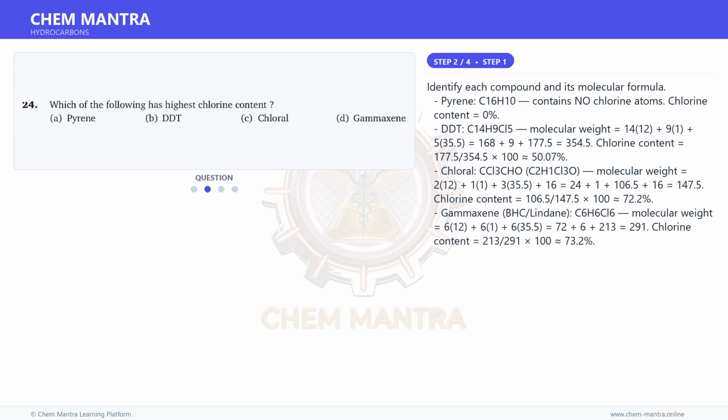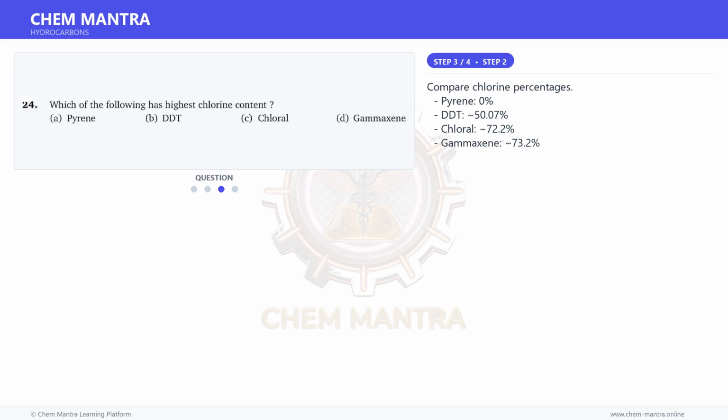C6H6Cl6, molecular weight is equal to 6 times 12, plus 6 times 1, plus 6 times 35.5, is equal to 72 plus 6 plus 213 equals 291. Chlorine content is equal to 213 over 291 times 100, which is 73.2%. Moving on to the next step.